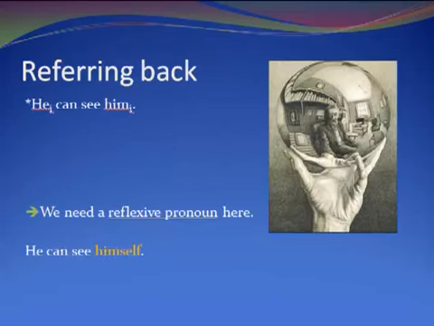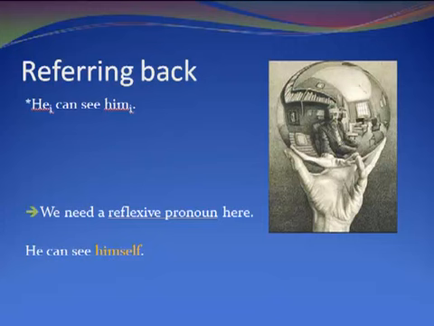Okay, a third type of pronoun we get to refer back to something. So if you look at this picture, you could say, the man is holding this ball, he can see him. Now you can't say he can see him to mean that the man can see his own reflection. And what we need here is what's called a reflexive pronoun. He can see himself.